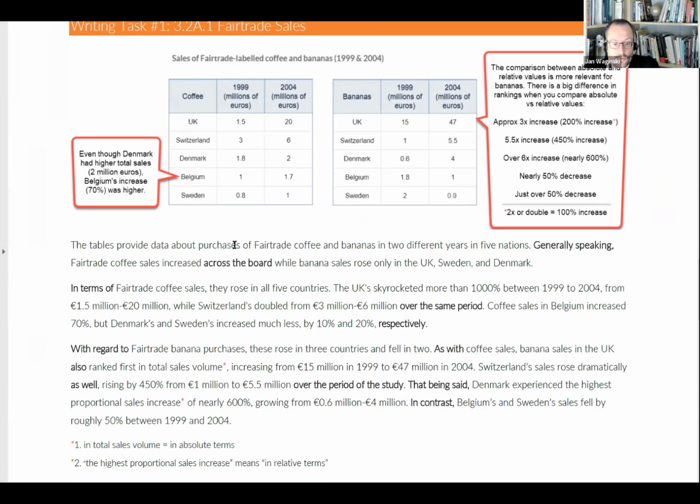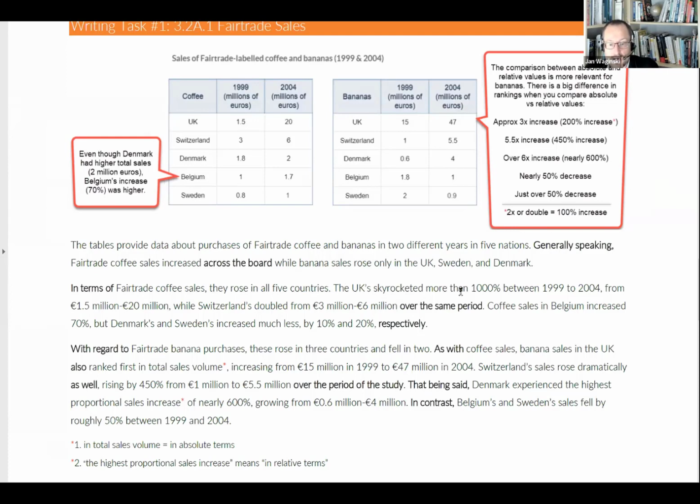So the table provides data about purchases of Fairtrade coffee and bananas in 2 different years in 5 nations. Generally speaking, Fairtrade coffee sales increased across the board, while banana sales rose only in the UK, Sweden, and Denmark. So it's a pretty simple general overview. In terms of Fairtrade coffee sales, they rose in all 5 countries, right? You start with a very general description.